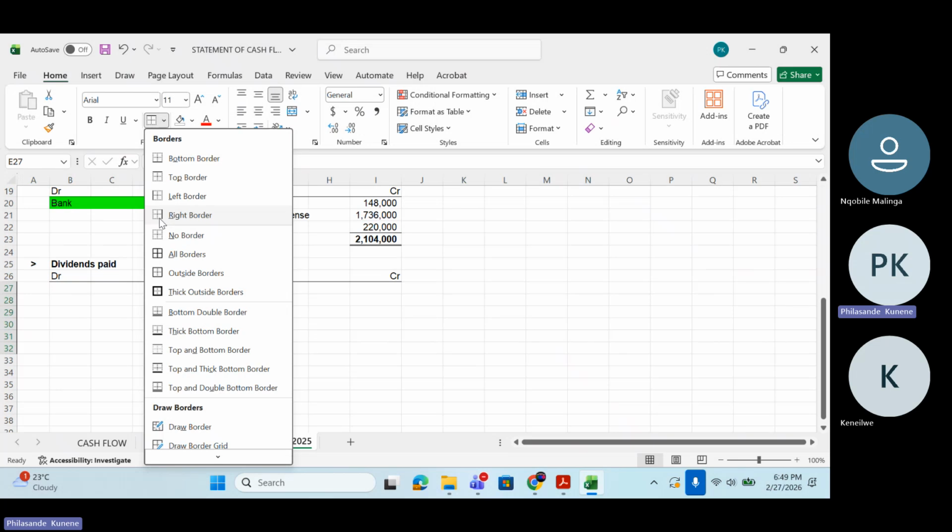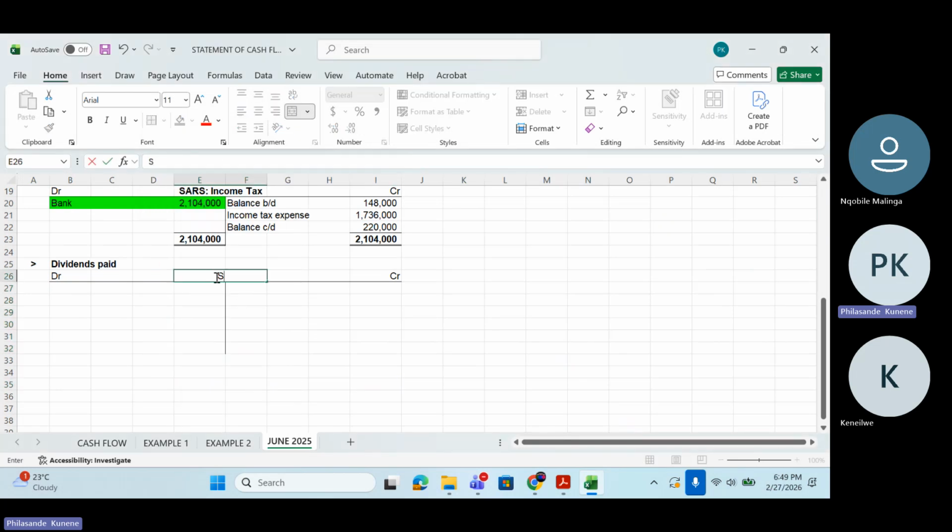Okay, please guys tell me when you're no longer following. But these are the things that we need to practice. That's why I wanted to do them separately. Shareholders for dividends.